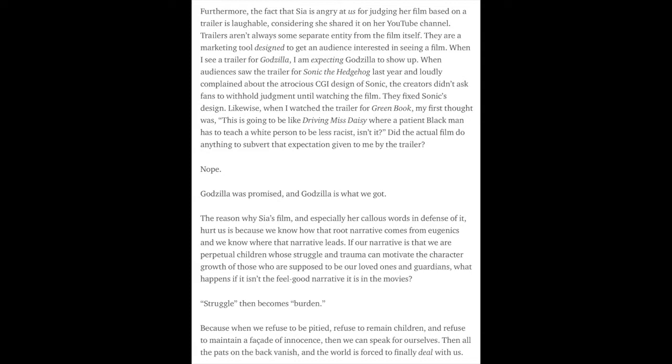Because when we refuse to be pitied, refuse to remain children, and refuse to maintain a facade of innocence, then we can speak for ourselves. Then all the pats on the back vanish, and the world is forced to finally deal with us. Now remember that last paragraph, because that is a very important one.